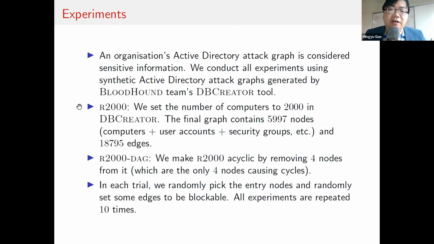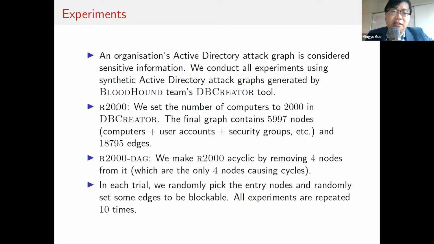And then in terms of experiment, an organization's Active Directory attack graph is considered sensitive information. It's extremely difficult to find real AD graphs. Actually, we don't even have any. Even for the University of Adelaide AD graph, we have part of it only. Okay, so we conduct all experiments using synthetic Active Directory attack graphs generated by the BloodHound team's synthetic graph generator tool called DB Creator. And we look at a few different graphs.